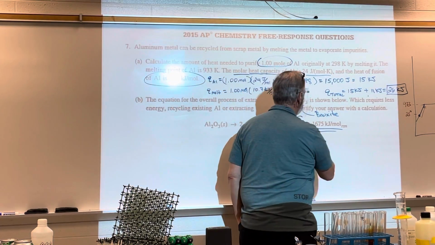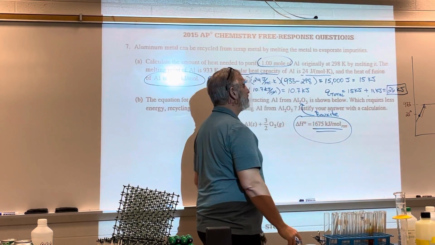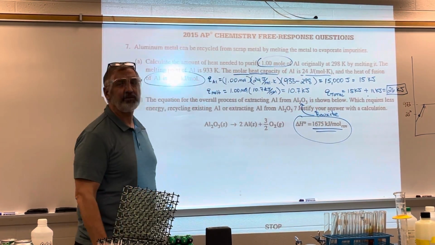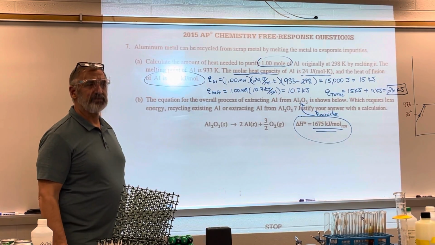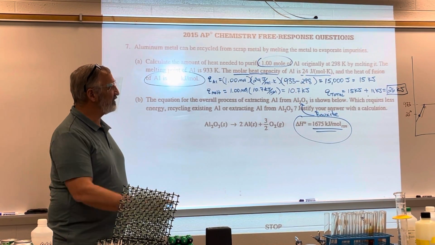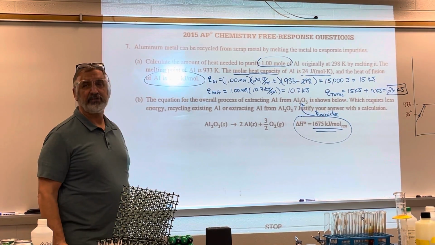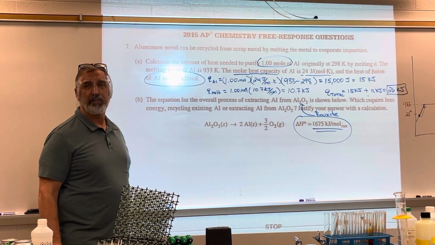Well, if we have this, what is that a conversion factor between? Kilojoules and moles. Okay, but that's kilojoules per mole reaction, which means really kilojoules per mole. How much aluminum is being made? Two.